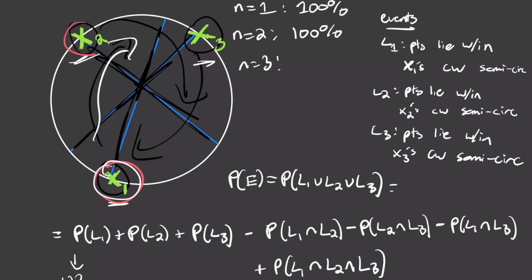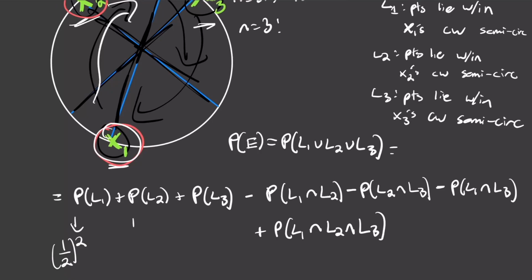Now, if I fix X2, it's going to be the same story. What are the odds that both of my other points are on this semicircle? Again, 1/2 chance for each of them, and there's 2 of them, so 1/2 squared as well. And it's going to be the same deal for L3 as well. So 1/2 squared 3 times.